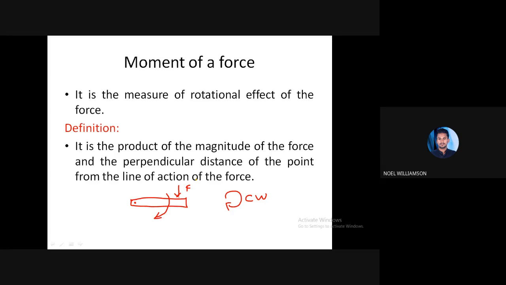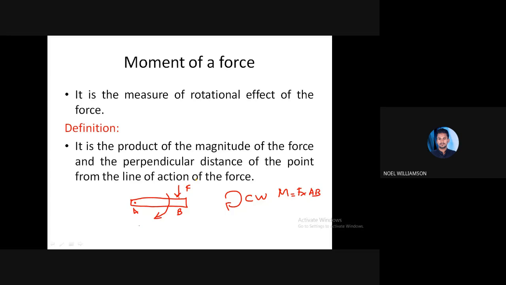This is the point of application, that is point B, and here point A. Then point B is the point of application of the force, and AB is the arm of the force. So the moment M will be equal to F into the distance AB, and this is in the clockwise direction.